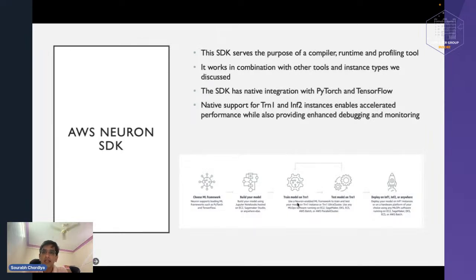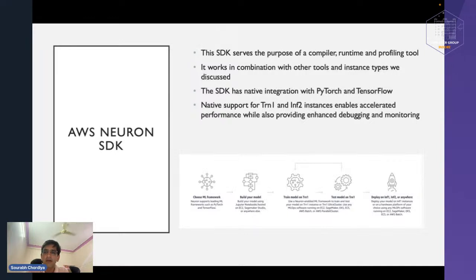Then you will do training on the trn1 instances we spoke about and test them. So you will use a Neuron enabled ML framework and test and train on trn1 instances. You can use any of the MLOps software, so SageMaker, EKS, ECS, all these underlying AWS technologies are available for you to train and test. Once you have trained and tested, you will deploy it on the INF1, INF2 family instances. That is where your inferences will come into the picture.